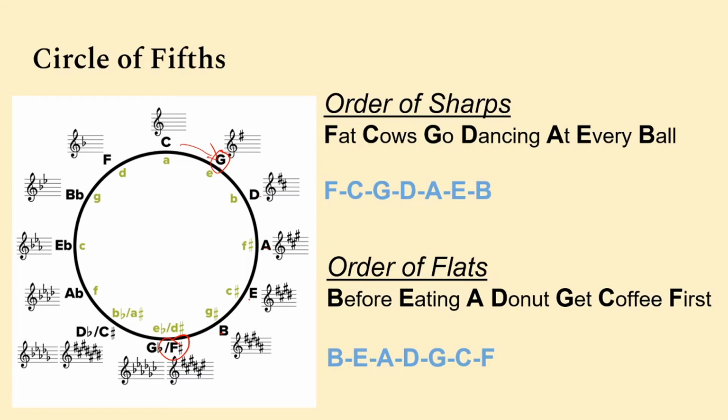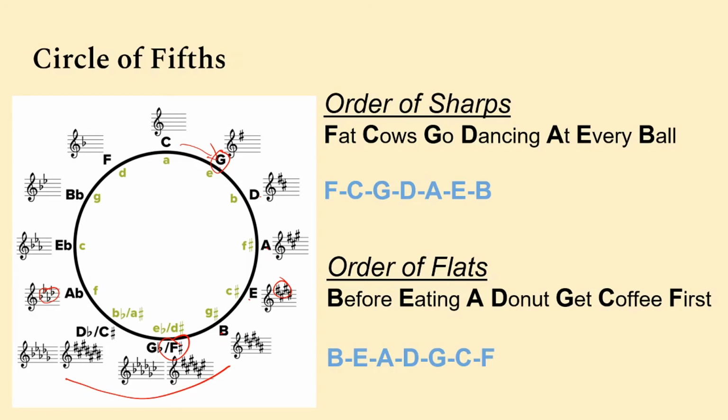And at around halfway, the key signatures switch to flats instead of sharps. In addition, the bottom keys, F sharp major and C sharp major, can also be written as G flat major and D flat major, since the number of flats and sharps in these keys are roughly the same.